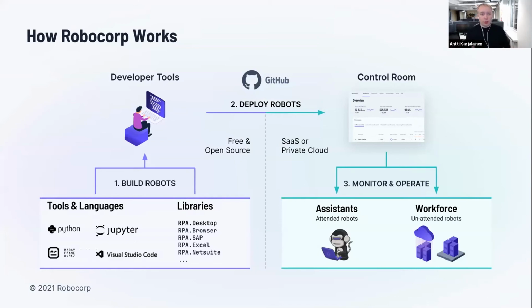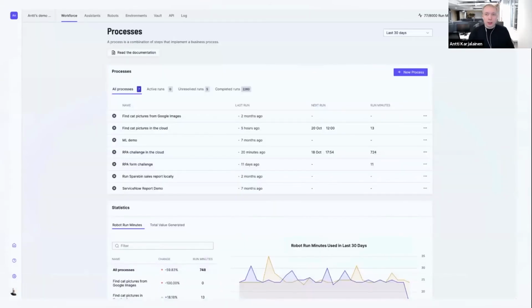So the way it works is that the free and open source things are all on the left. On the developer tool side, you can build a fully functioning bot and run it, no problem. And then when you want to operationalize, fix all of those issues around governance, compliance, and security, you can use the control room to do that and run those bots either as assistants or unattended bots. And so diving a bit deeper into the control room itself, we have various things here. This is a view of the robot workforce page on the control room.